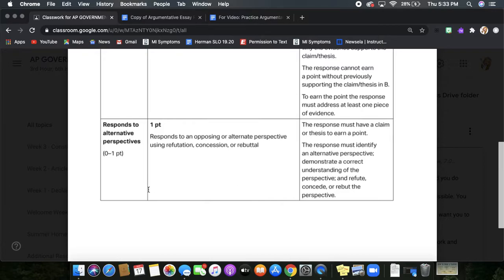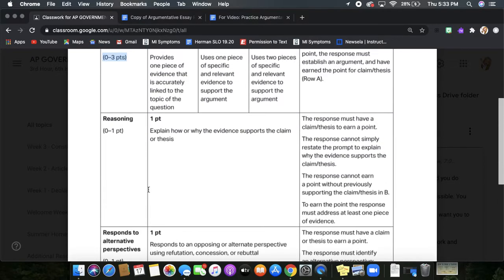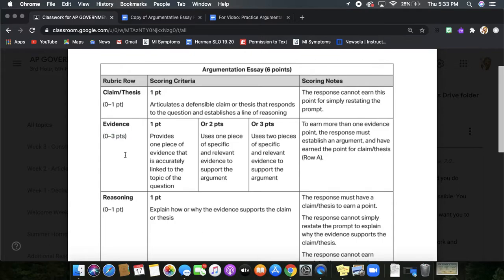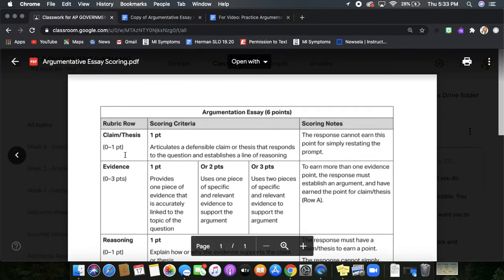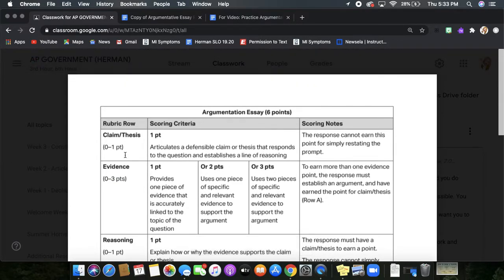So this is the rubric that is put out by College Board. This is available to all of you if you go through the AP.gov site on the College Board website. Totally available. There's a lot of great resources out there for you.